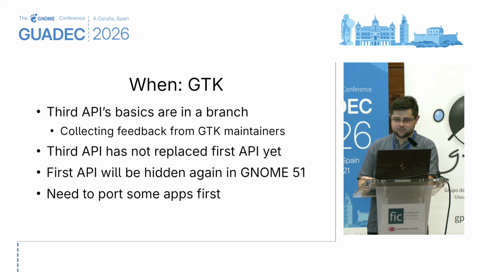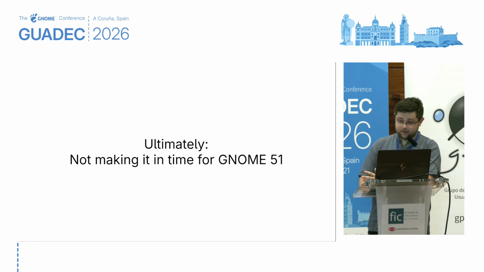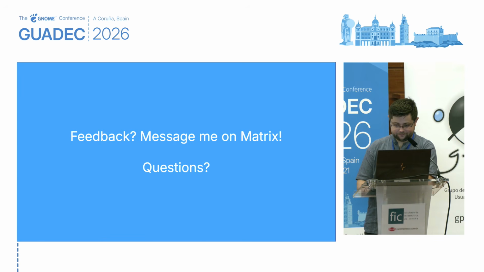So the first API, which is still exposed, will probably be hidden again in time for GNOME 51 so that we don't release it and accidentally stabilize it. And ultimately for the GTK bits, I would really like to have some apps ported to this before we make it stable in GTK, because it's such a big and complicated API that we really need to be aware of what the ergonomics look like before stabilizing it. So ultimately, we're not making it in time for GNOME 51 for session save restore, unfortunately. But that's the status.